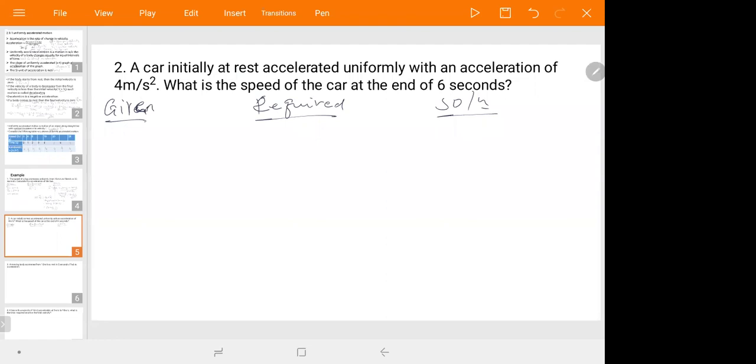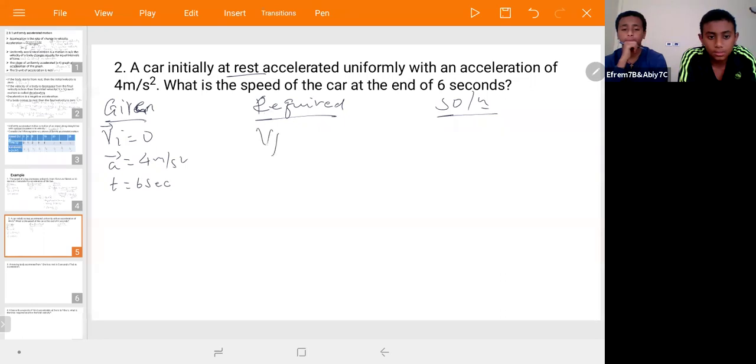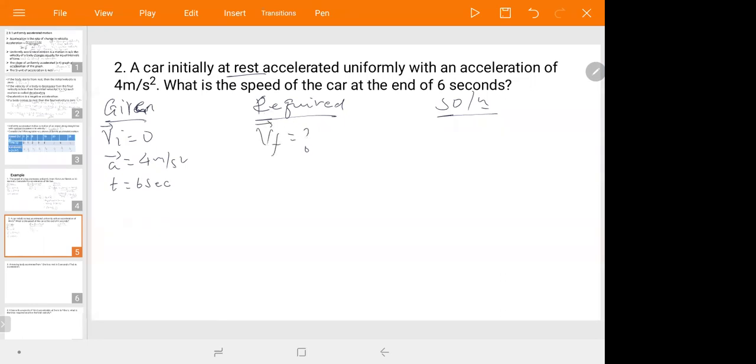A car initially at rest means, what about the initial velocity? It is 0. Uniformly accelerated, acceleration is given: 4 meters per second square. What else is given? At the end of 6 seconds, so time is 6 seconds. What is required in this question is the final velocity. Let us solve.